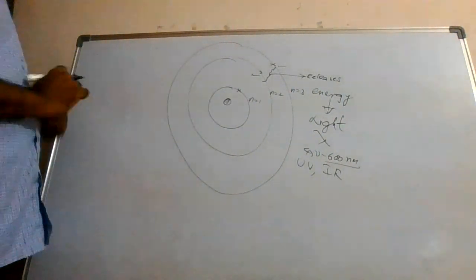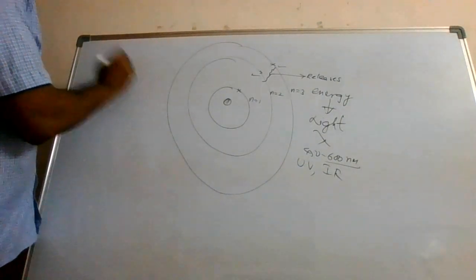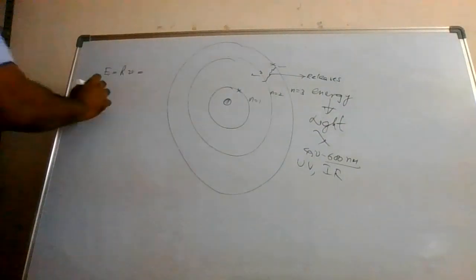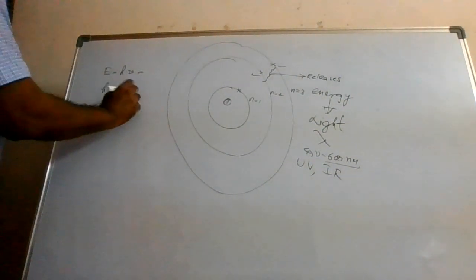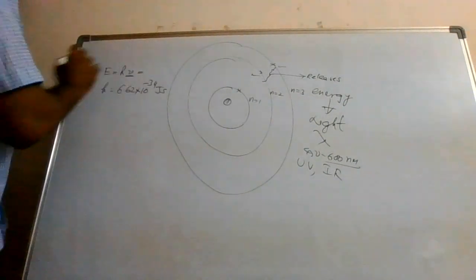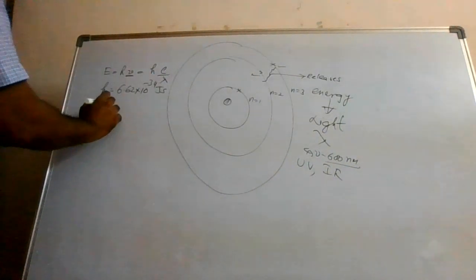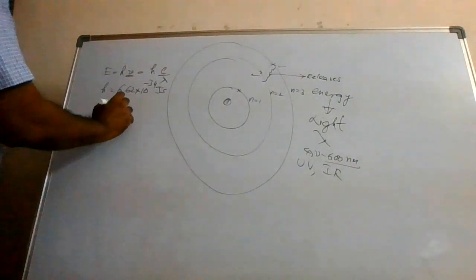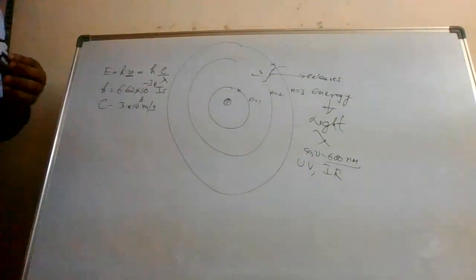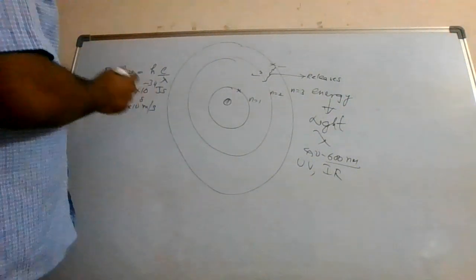Okay, so we have seen this relationship, energy is h nu. It can also be written with h as Planck's constant, h is equal to 6.62 into 10 to the power of minus 34 joule seconds. Nu is frequency. This can also be written as hc by lambda, where c is the speed of light, 3 into 10 to the power of 8 meter per second in vacuum. So we have seen that expression for energy.